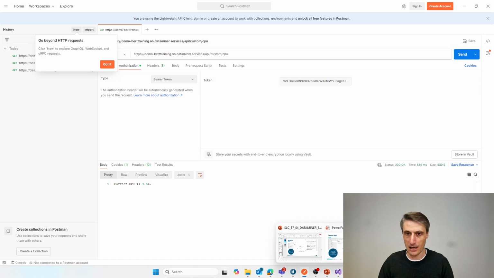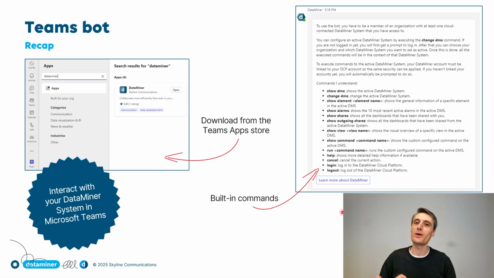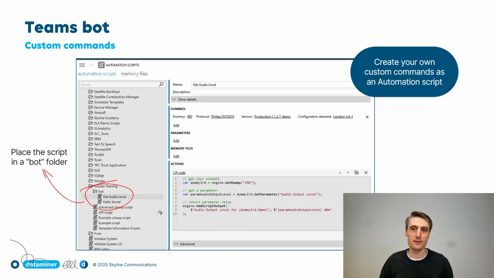So I do have some standard commands that are available, but now I want to extend it. You can see it here, we can do a show and a run of a command. So how does that work? The run of a custom command. Well, you can create your own custom commands if you place the automation script in a folder with the name bot. That's it. That's how easy it is.